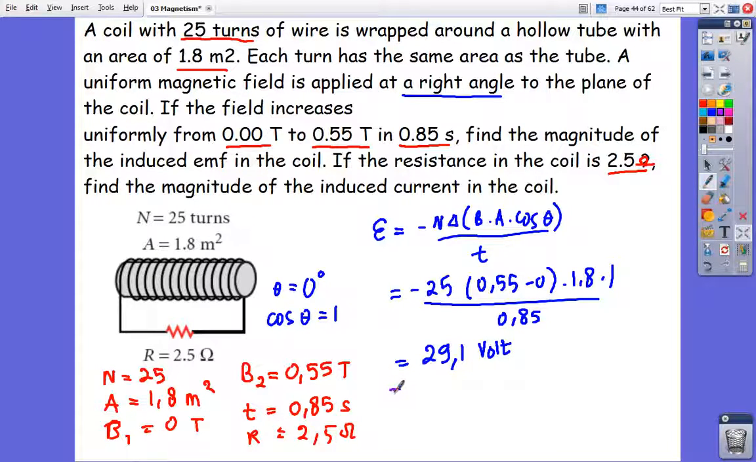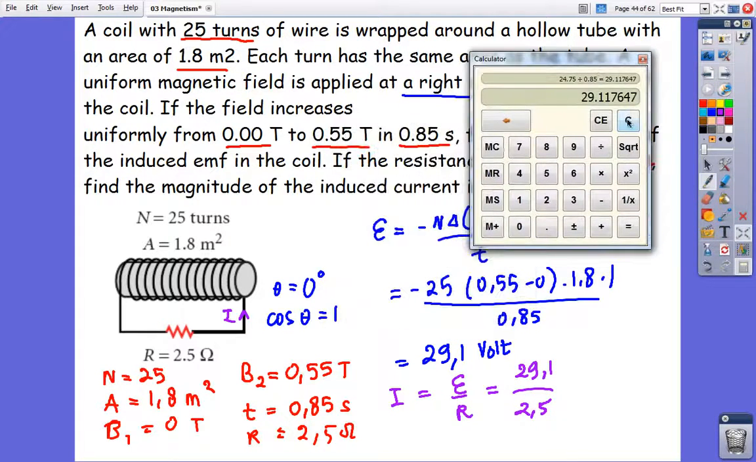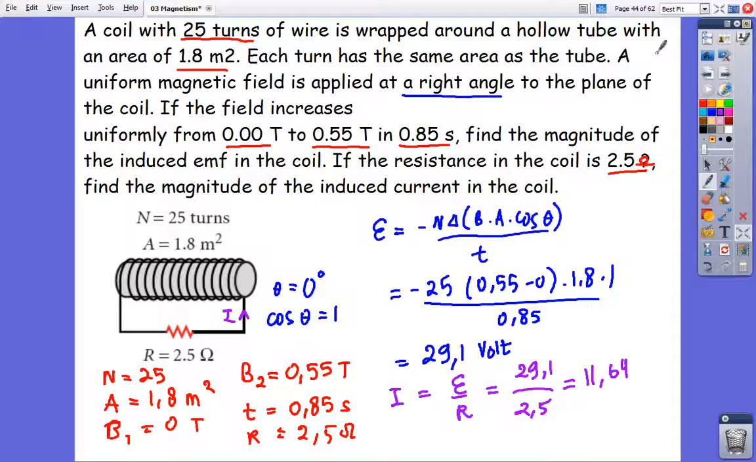So the current I is EMF over R. So we have in this current I, 29.1 over 2.5. Okay, the current is 11.64 ampere.